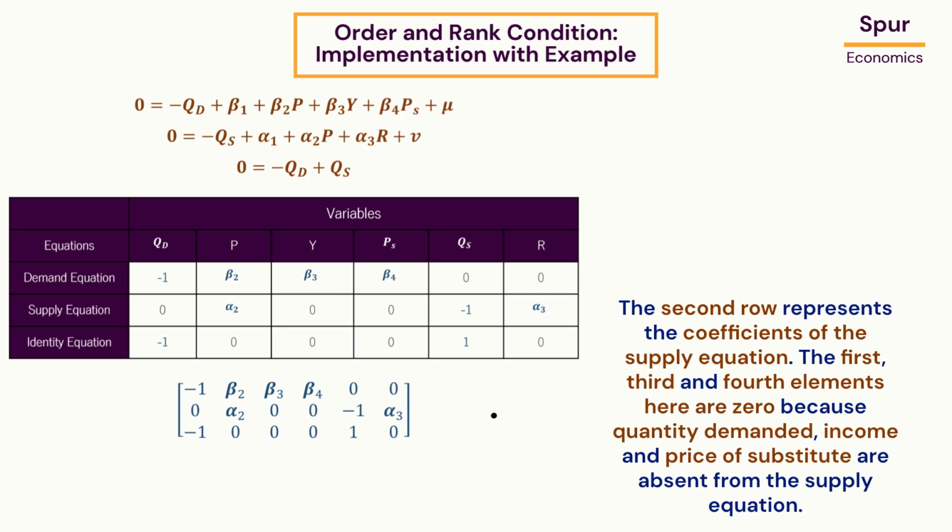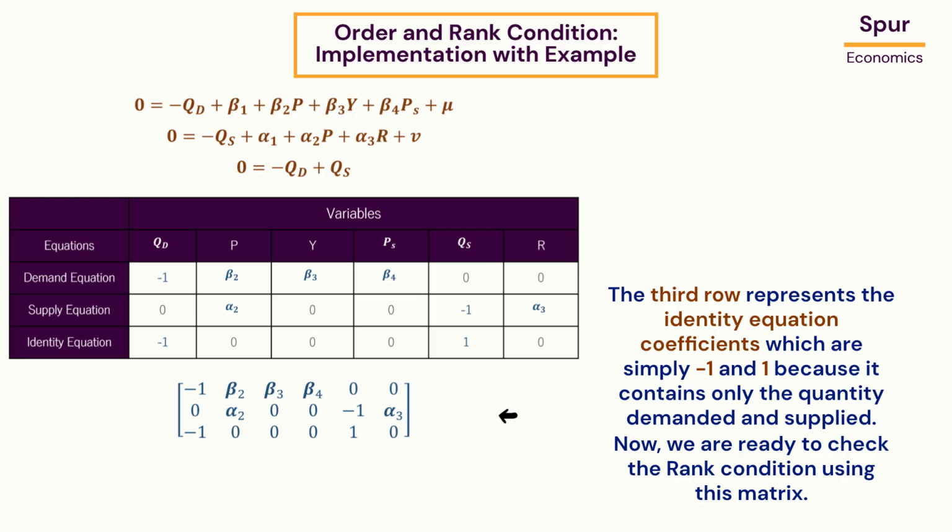The second row represents the coefficients of the supply equation. The first, third, and fourth elements here are 0 because quantity demanded, income, and price of substitute are absent from the supply equation. The third row represents the identity equation coefficients, which are simply -1 and 1 because it contains only the quantity demanded and supplied. Now, we are ready to check the rank condition using this matrix.